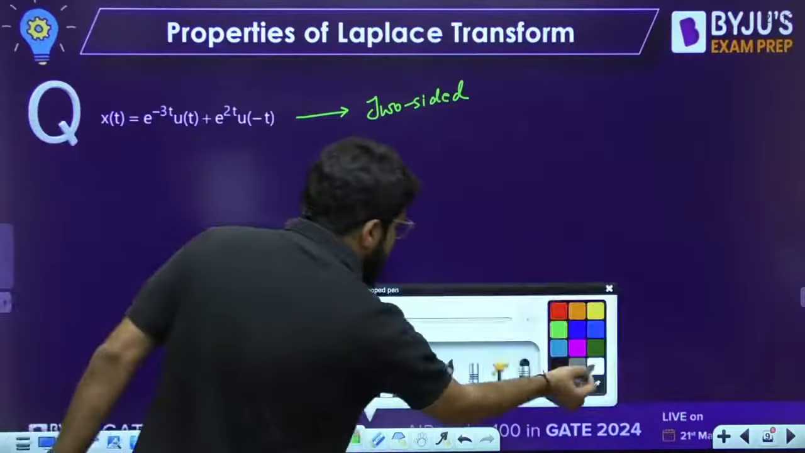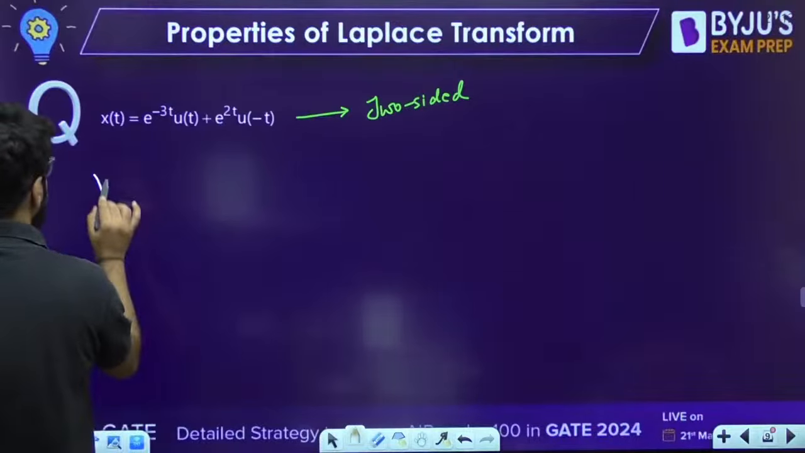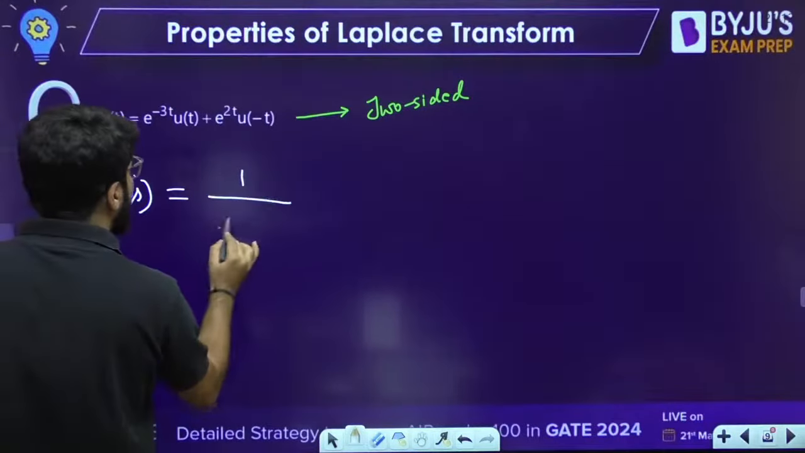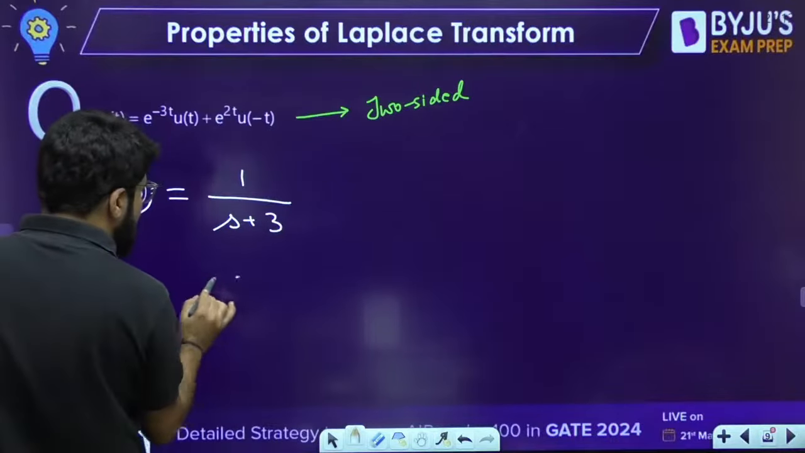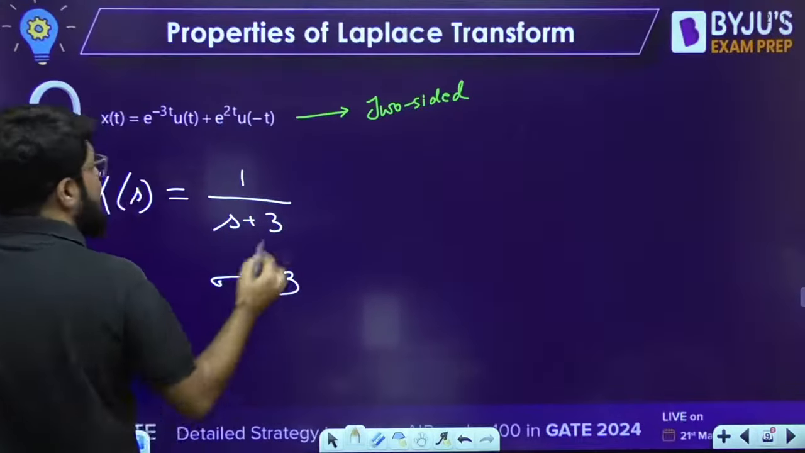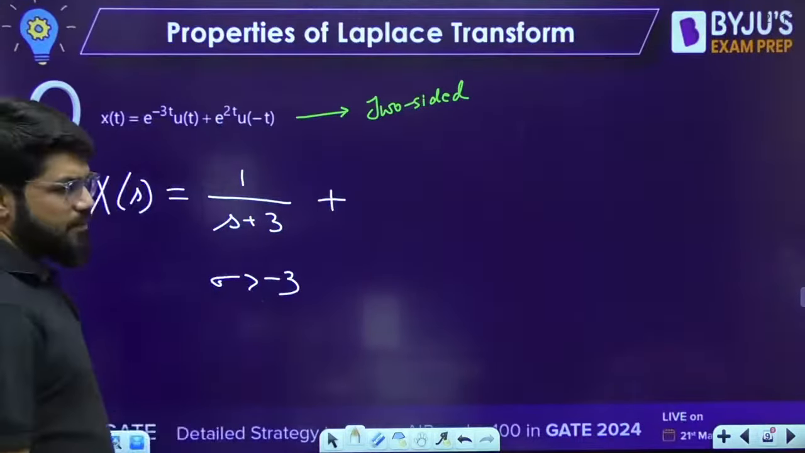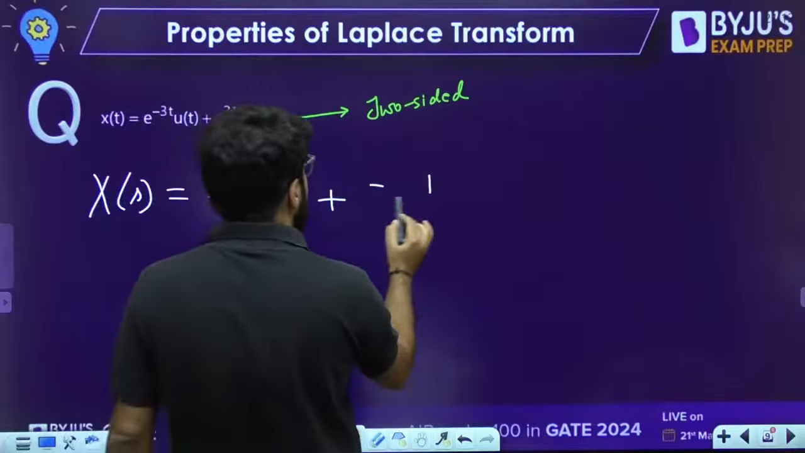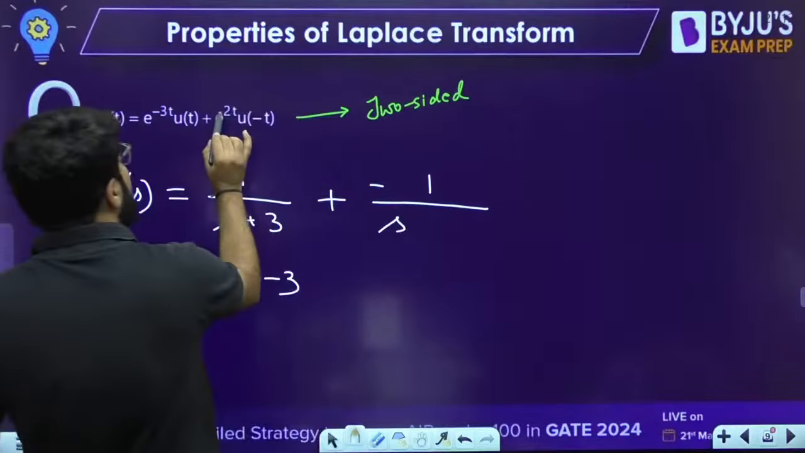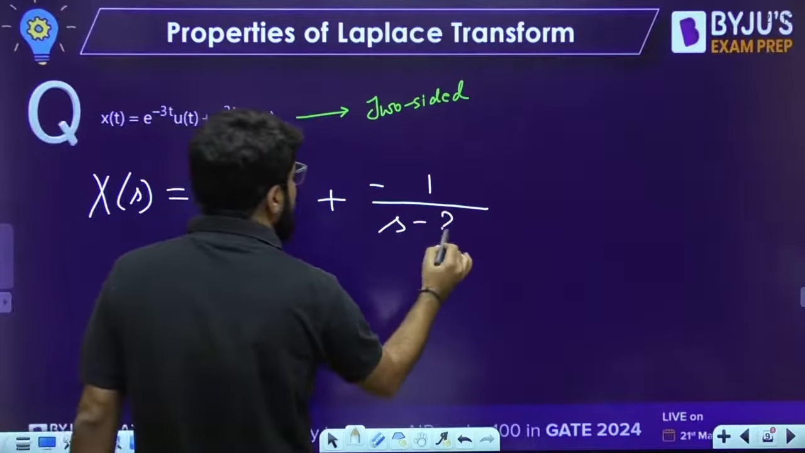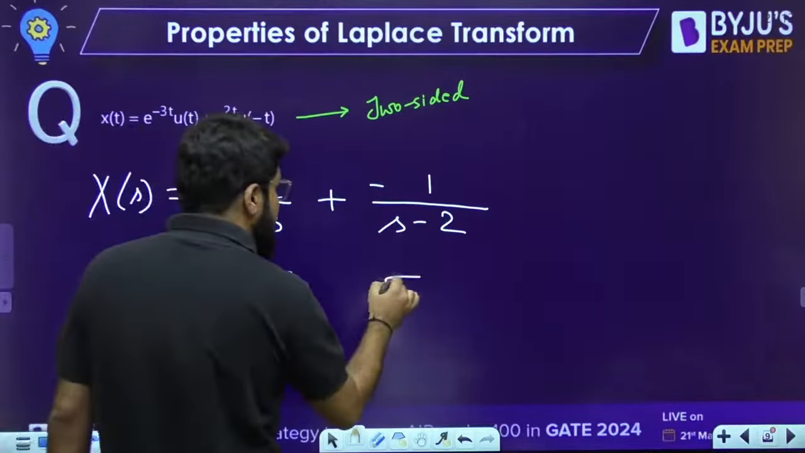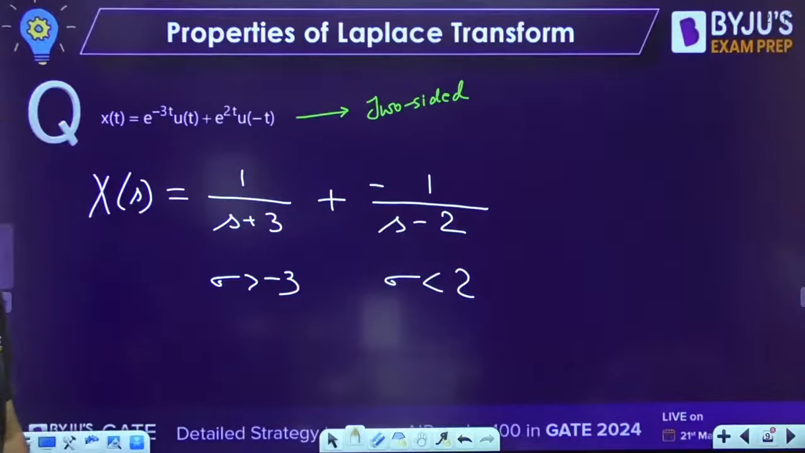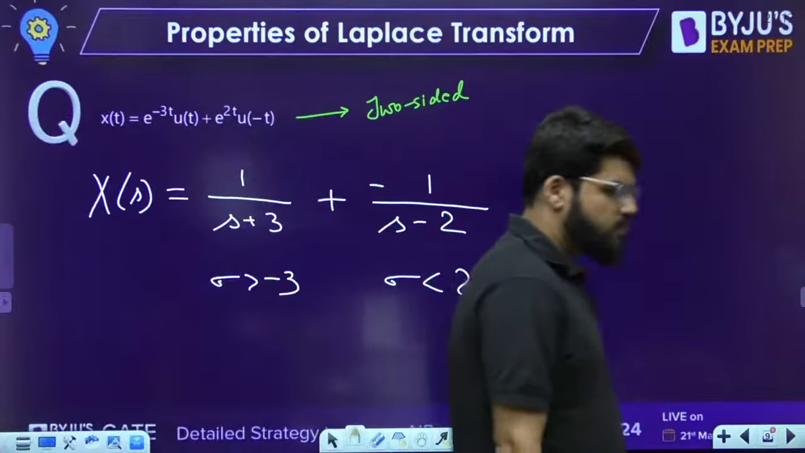So let me start solving it. We will have X of s equal to e power -at u(t) giving 1 upon s plus a, ROC sigma greater than -a, plus e power 2t u(-t). Now e power -at u(-t) has -1 upon s plus a. But a here will be -2, so -1 upon s minus 2. ROC sigma less than -a, which will be equal to 2 here.